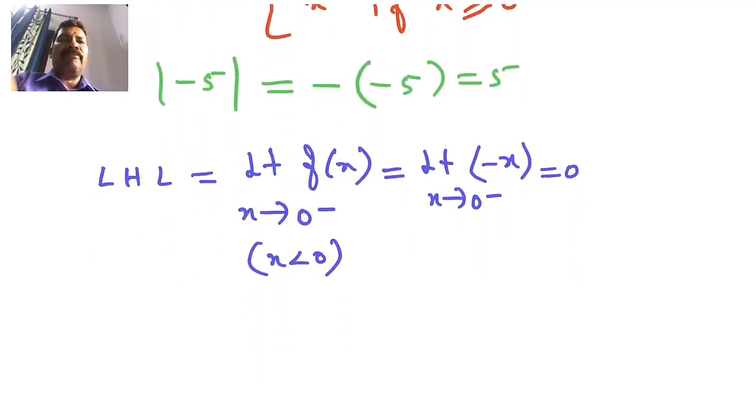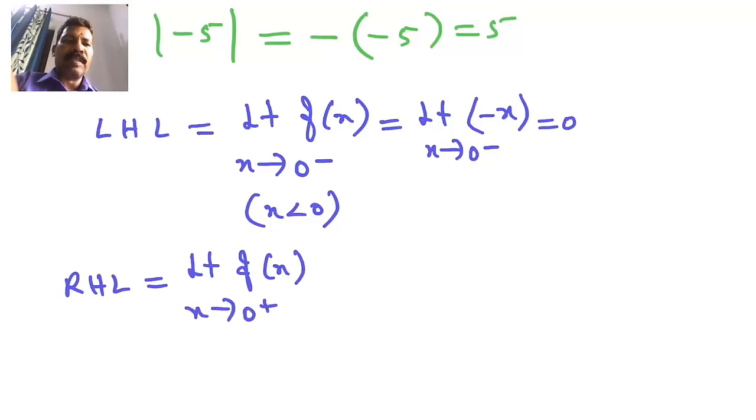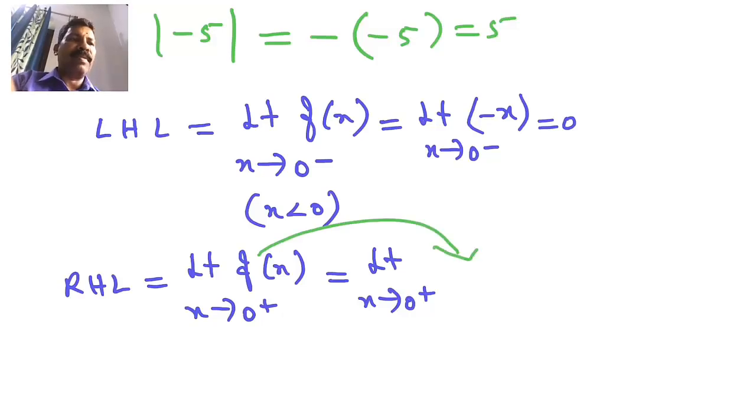Then we can find the right hand limit. So what about the right hand limit here? Right hand limit is equal to limit of f of x as x tends to 0 plus. Limit x tends to 0 plus means x is slightly greater than 0, that is, x is positive. So what is the value of f of x here? f of x here will be x only. So that is limit of x as x tends to 0 plus, that is 0.